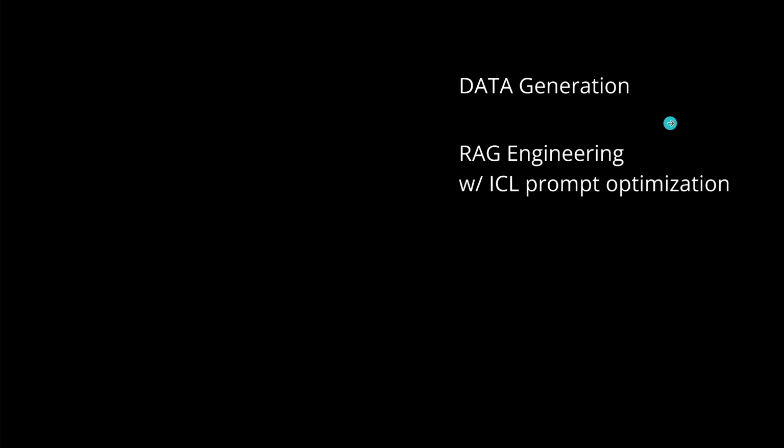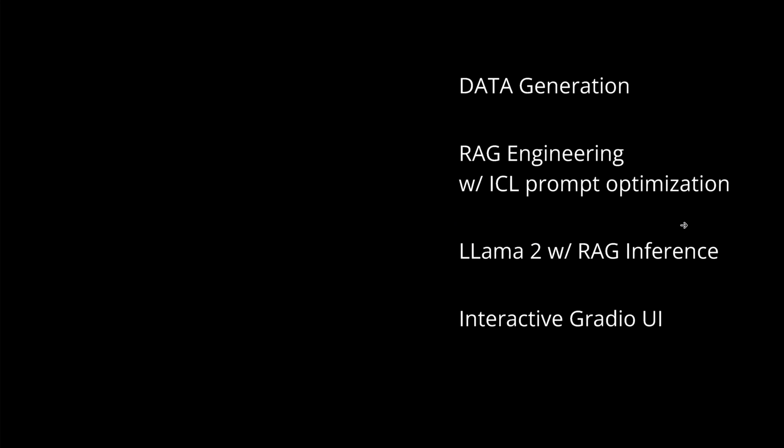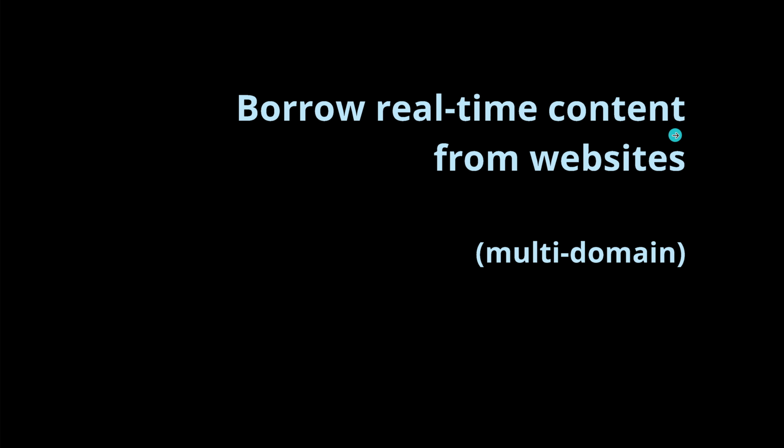The first step, we always start with the data. So from our internet, we have to generate the data for our specific query. Then we do a little bit of RAG engineering with an ICL prompt optimization. Then we have here a run of our Llama 2 model with a RAG. We have an inference, and we build here the interactive shell around this, an interactive Gradio user interface. Those are our 4 steps we're going to do today in this video. So let's start with number 1.